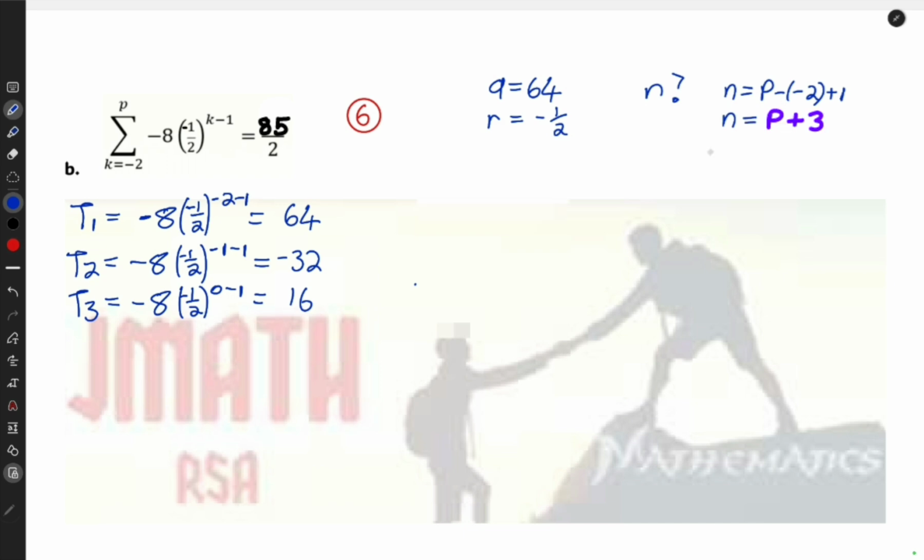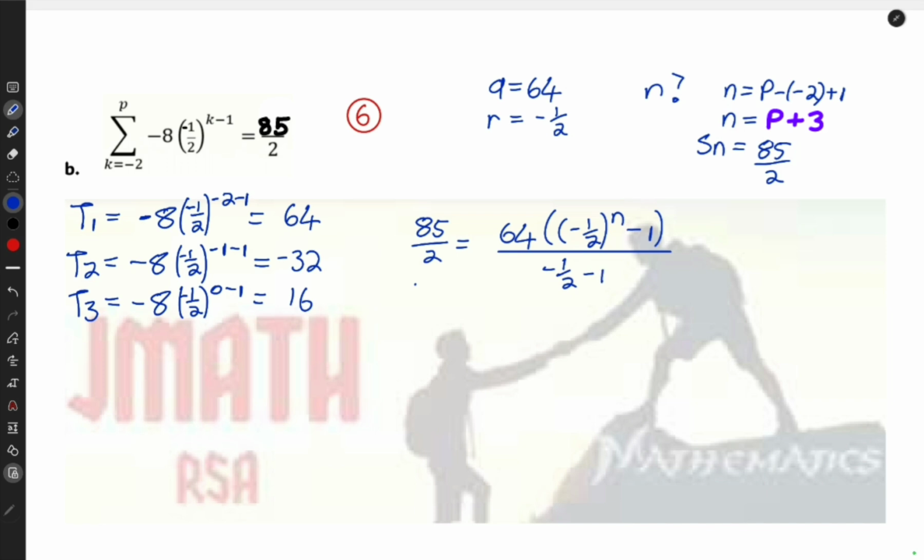I need to check that they give me Sn. And yes, this is sigma. And there's a value after the equal sign. So Sn is equal to 85 over 2. So now I can sub in to figure out what is n, and if I have n, I can figure out what is p. So I'm going to start with my Sn formula, but I know 85 over 2 is equal to my a value, and then r to the power n minus 1, all over r minus 1.